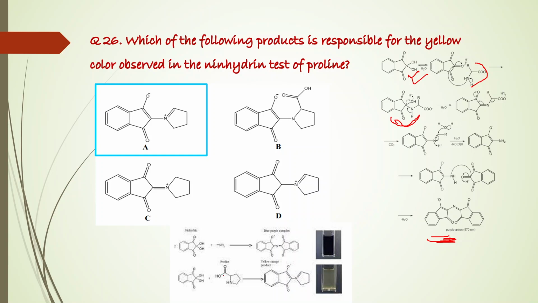But in case of proline, once this NH is already interacting here, after that it has no more hydrogen to expend. That's why the reaction stops here and you end up with a coloration like this. So back to our original question.